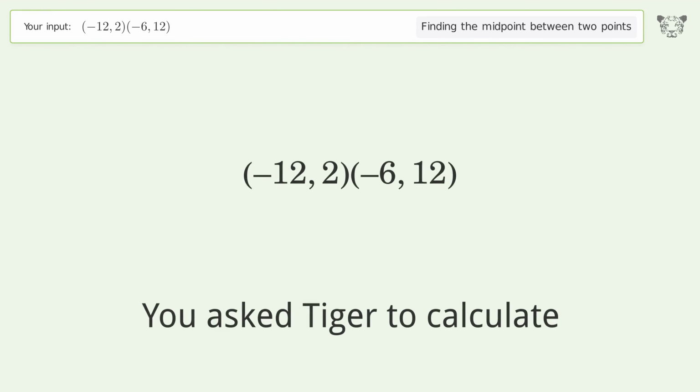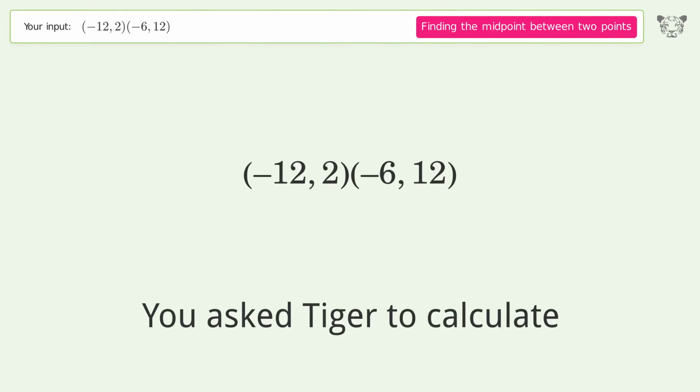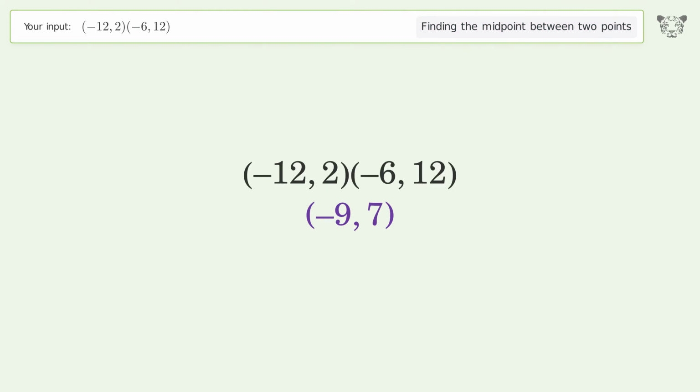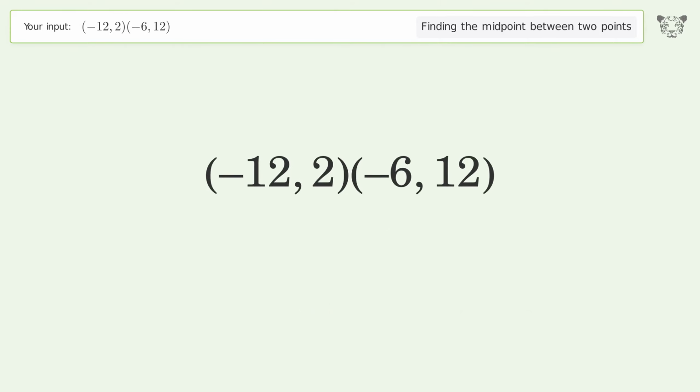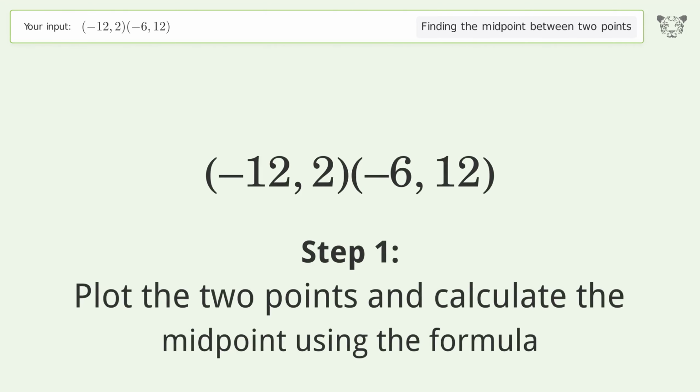You ask Tiger to calculate. This deals with finding the midpoint between 2 points. The midpoint between the 2 points is -9,7. Let's solve it step by step. Plot the 2 points and calculate the midpoint using the formula.